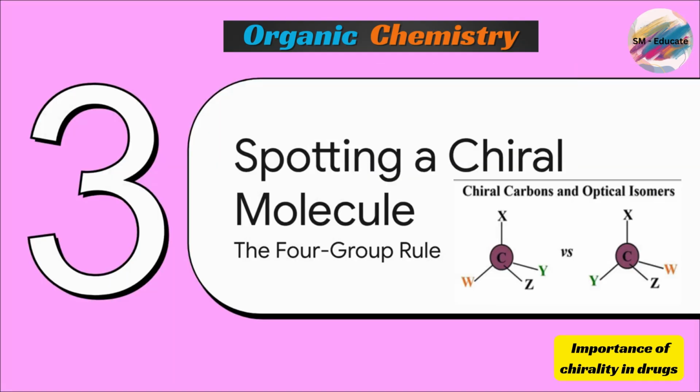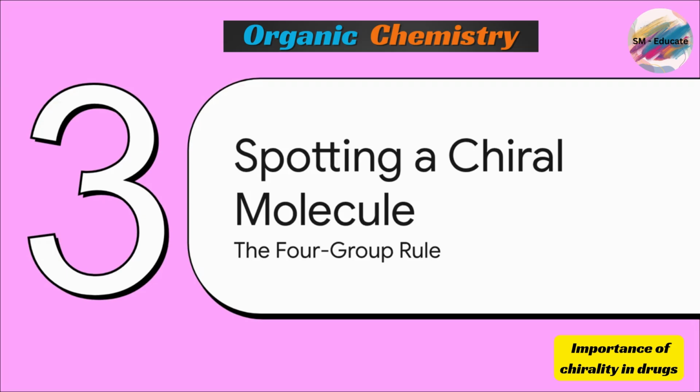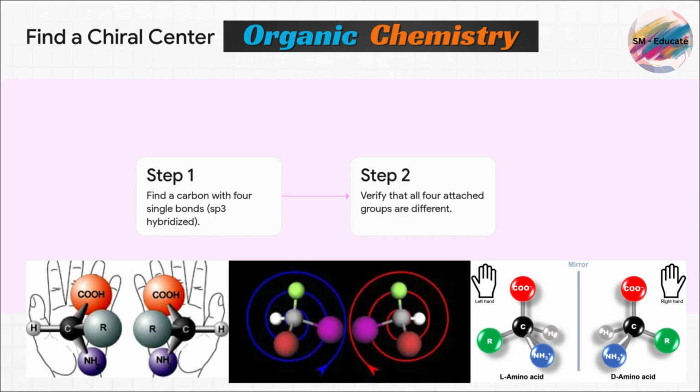All right, so how do we even spot one of these special chiral molecules? It might sound super complicated, but there's actually a pretty simple checklist you can use to find the source of this handedness. So here's what you do. You're looking for something called a chiral center. All it is, is a single carbon atom that's acting like a little hub, and it has to be connected to 4 completely different groups or atoms. If you can find a carbon atom that checks that box, boom, you found the source of the molecule's handedness.